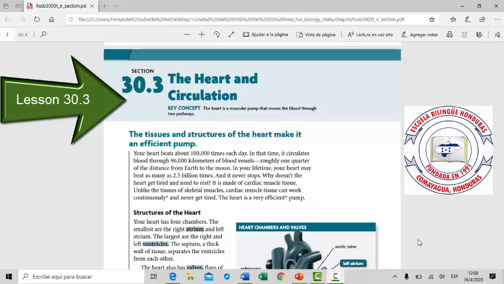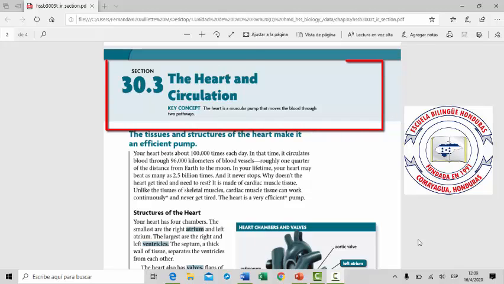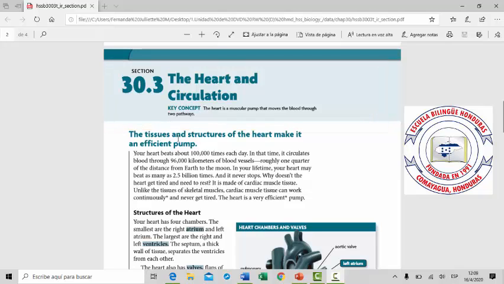Chapter 30, in this case section 30.3. We're going to continue with the circulatory system, in this case the heart and circulation. The tissues and structure of the heart make it an efficient pump. This kind of information is for you guys.